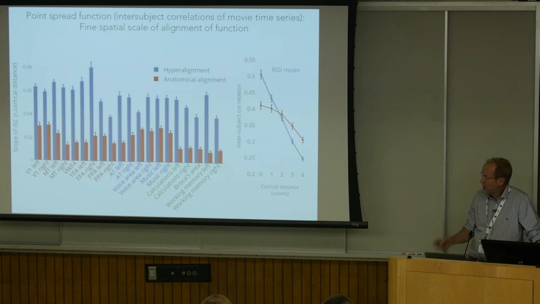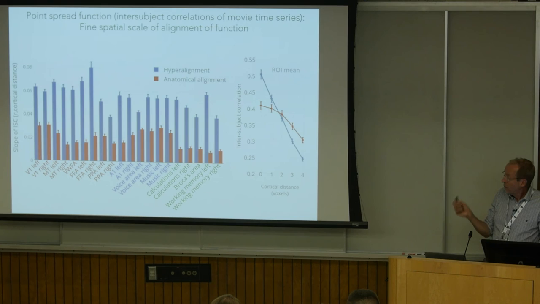We did a couple of analyses, but I'm just going to show this one, which shows an analysis of the point spread function of the differences in the time series responses for neighboring cortical locations. These are between subject correlations of the time series for the same location in the brain, either the anatomically aligned location or the hyperaligned location in the reference subject's brain, or neighboring locations, or locations that are one step apart, separated by one cortical node, or two steps apart. So that's what this cortical distance is. Zero is the same location. One step away, two steps, three steps, four steps.